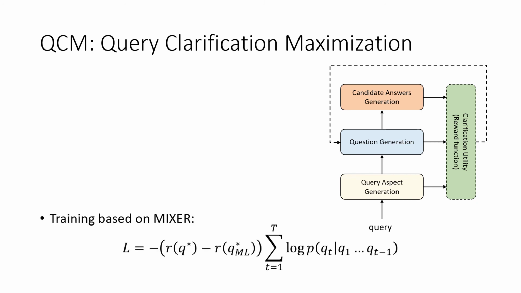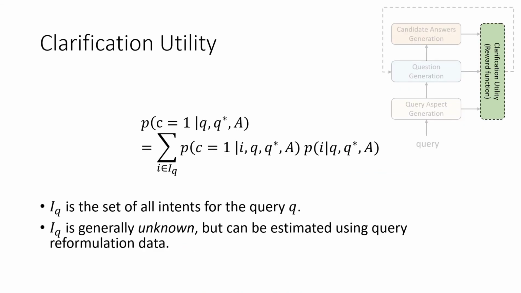So the training is based on MIXER. MIXER is training with maximum likelihood, and then keep training it with the REINFORCE algorithm. And the objective for the REINFORCE algorithm is the one presented in the slides, and the R function is the reward function, which is the clarification utility. The clarification utility function is computed as the probability of clarification is equal to 1 given the query, clarifying question, and the candidate answer set.